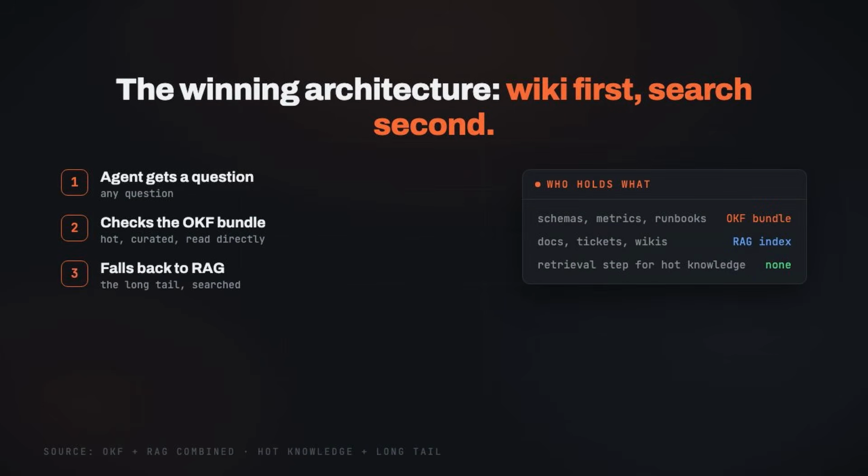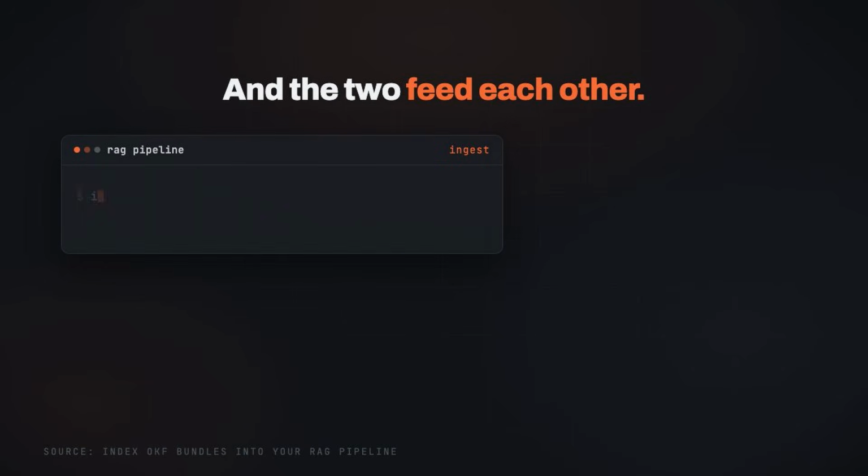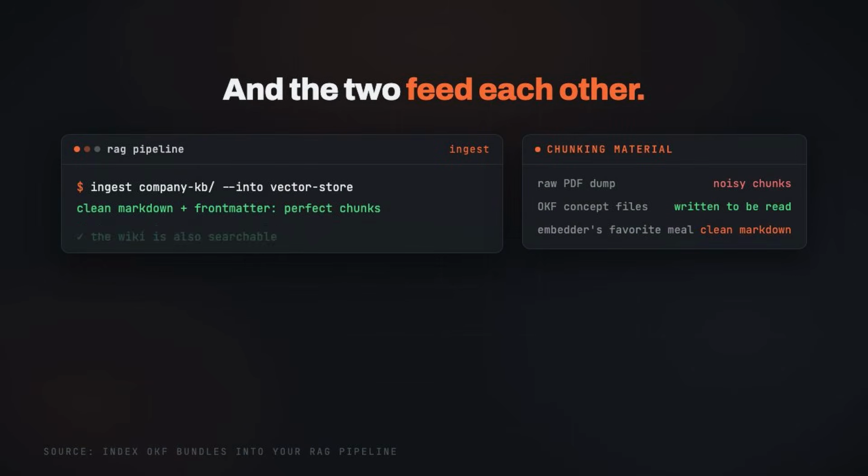Which brings us to the architecture that actually wins. OKF plus RAG. The hot curated knowledge lives in an OKF bundle. The agent reads it directly, no retrieval step at all. The long tail, the endless documents, sits behind RAG. The agent checks the wiki first, searches second. And here is the beautiful part. The two feed each other.